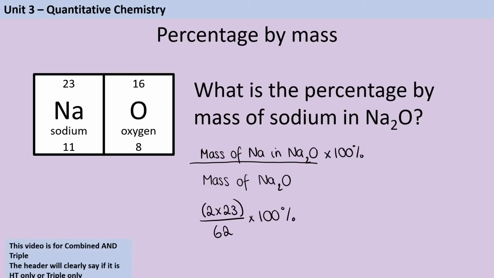So here I would be doing 46 because there are 2 sodiums in sodium oxide divided by 62, and I would get an answer of 74%.